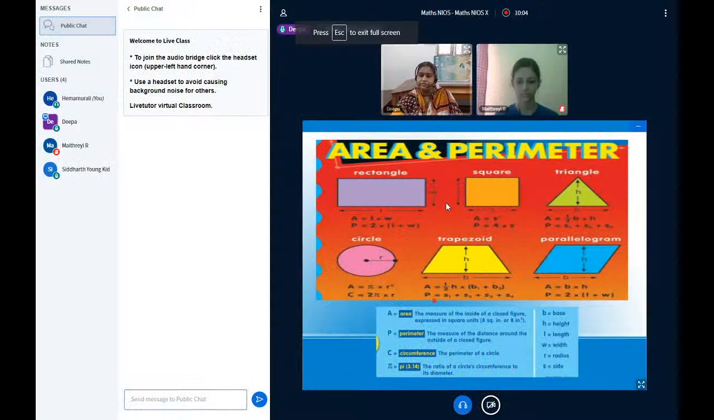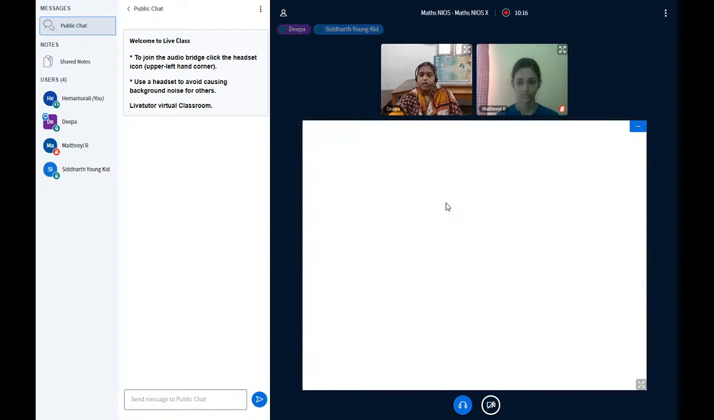S3 plus S4. Then area of the parallelogram is base into height and perimeter is 2 into length plus width. Okay. Now first we start the sums. Now find the area of the square, whose perimeter is 80 meter.